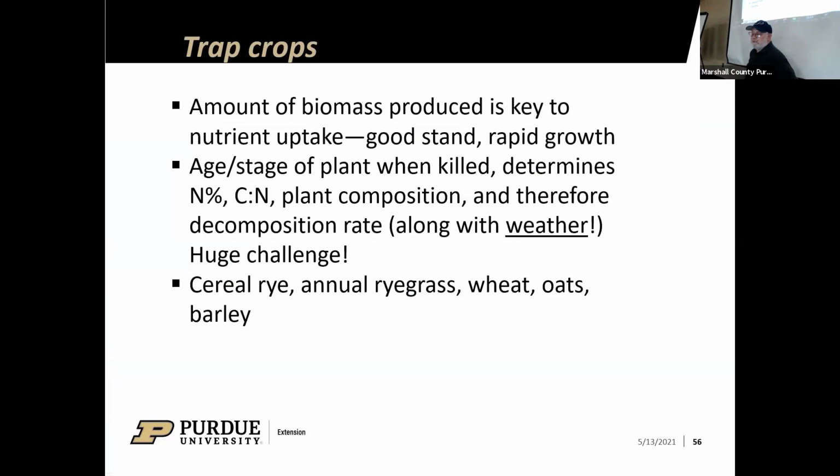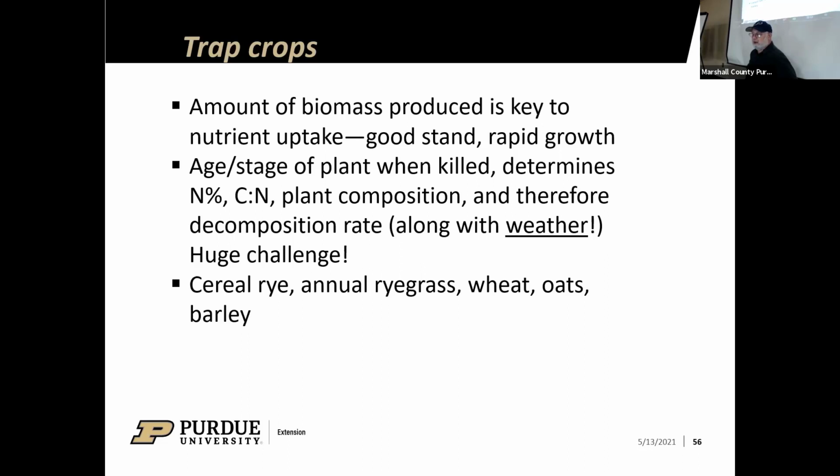So with trap crops, the amount of biomass produced is key to nutrient uptake. A good stand and rapid growth is what we want. I already mentioned that the plant's stage of growth determines the carbon and nitrogen level in the plant composition, which determines how readily those nutrients are released back to the soil environment. And we already mentioned cereal rye, annual ryegrass, wheat, oats, and barley are good trap crops that we can use in our gardens. These seeds are readily available.